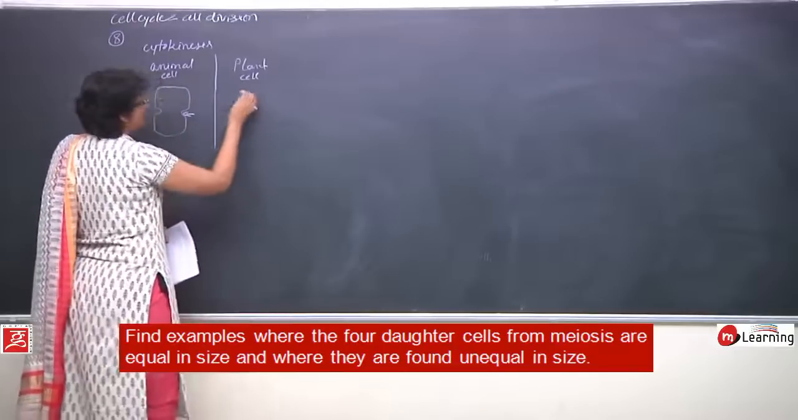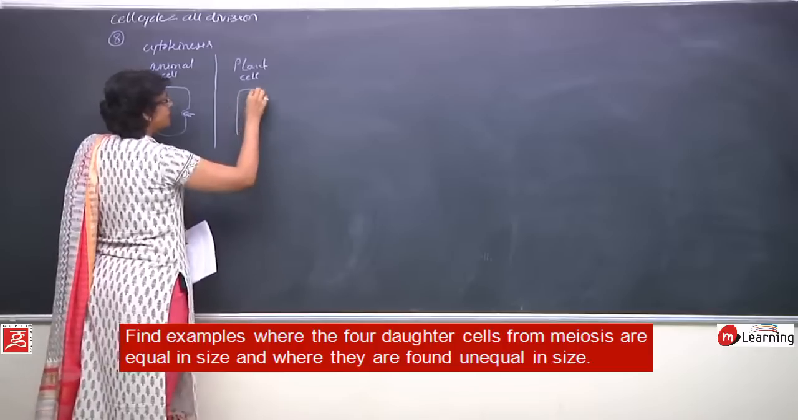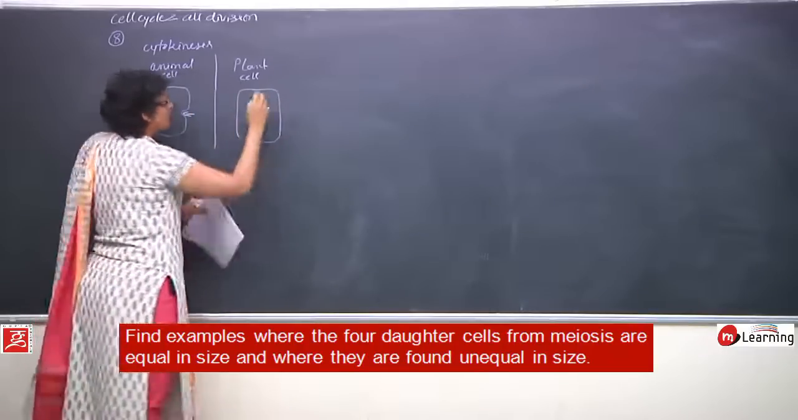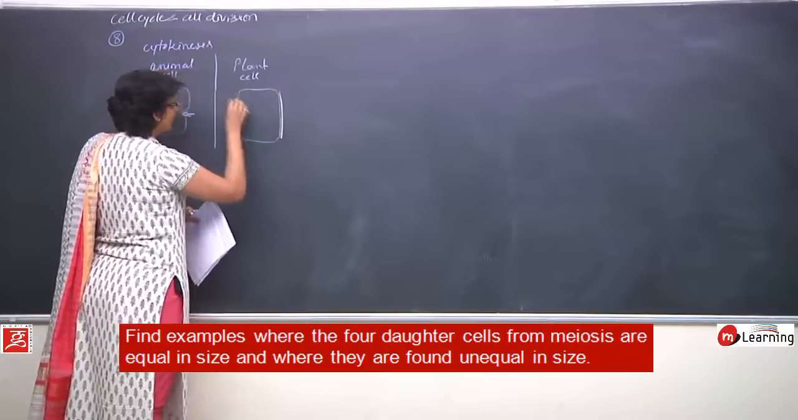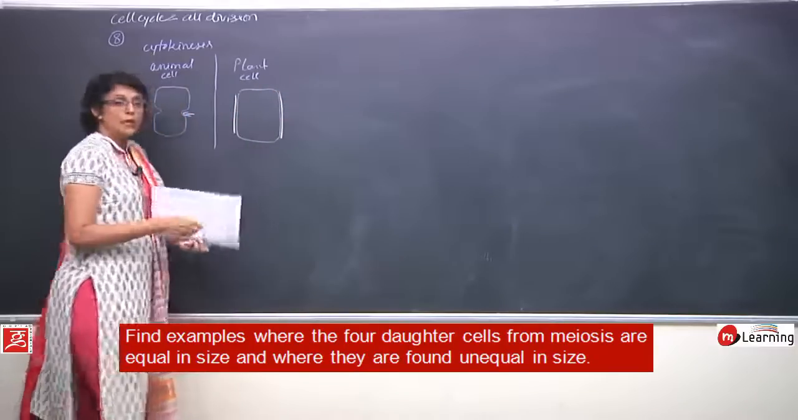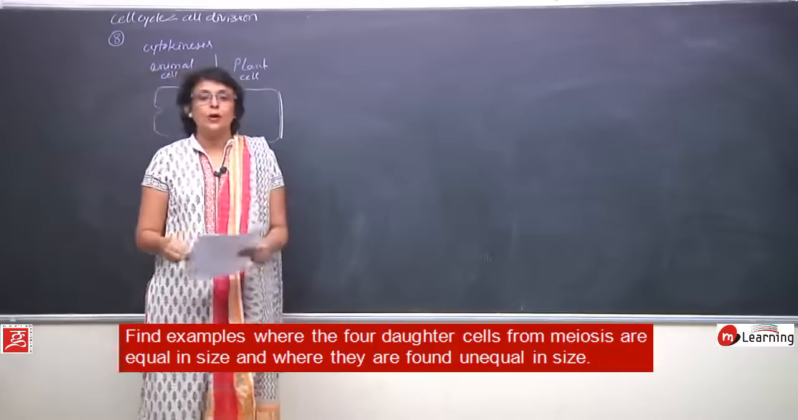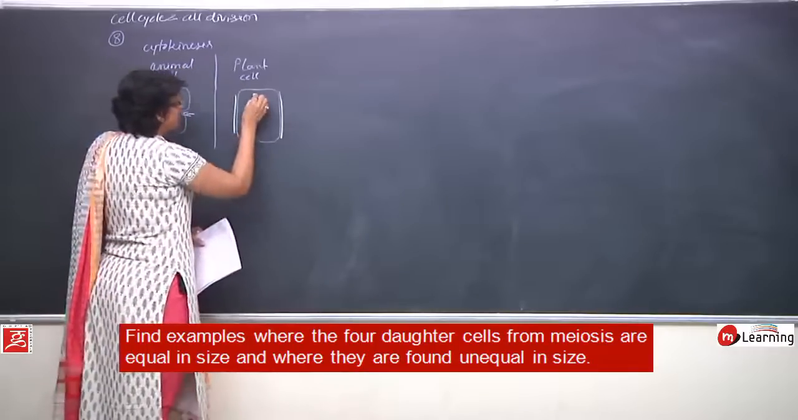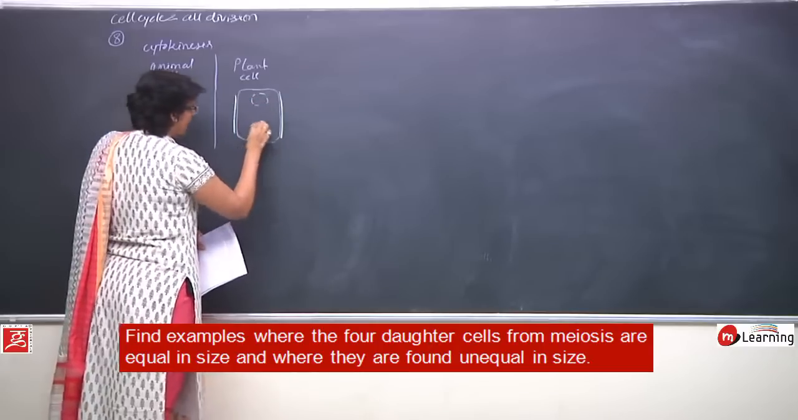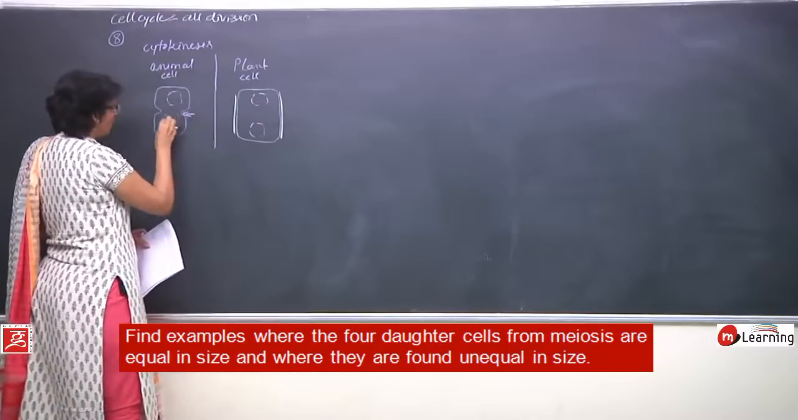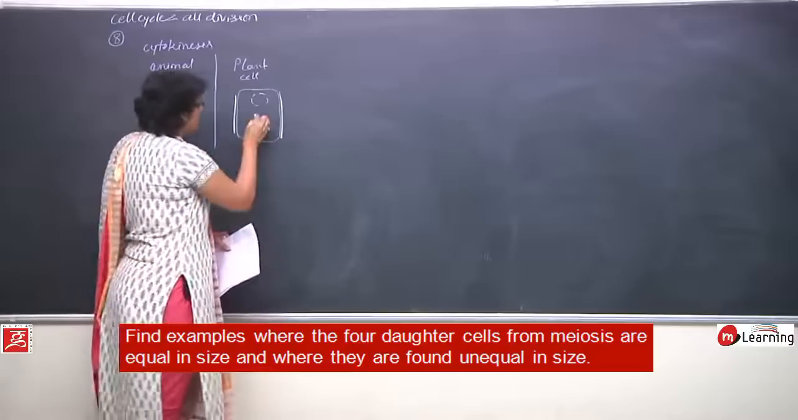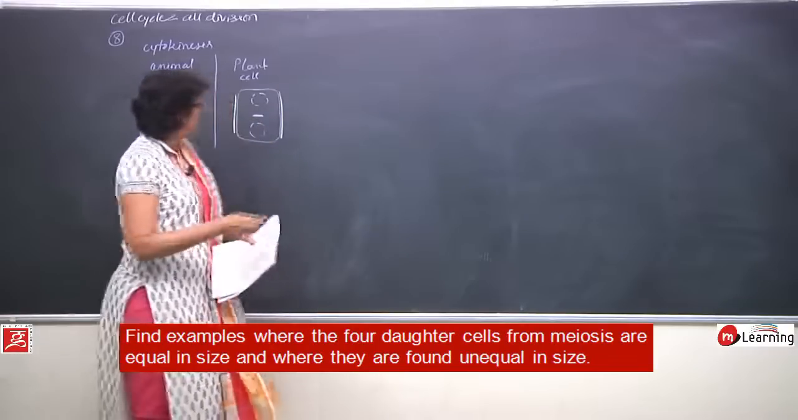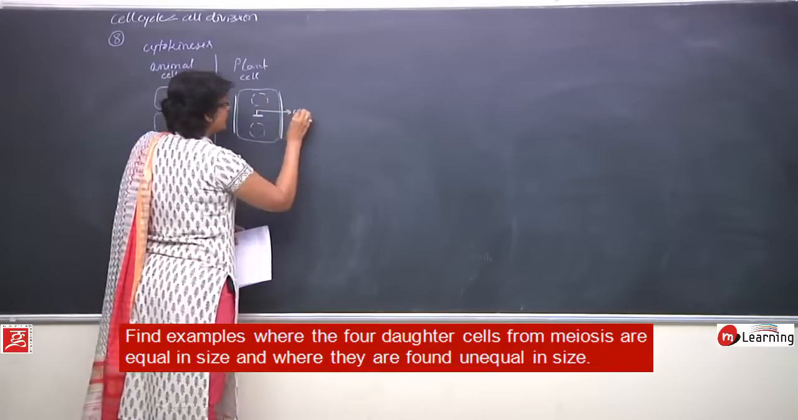Whereas in case of plant cell, as they have a rigid cell wall outside the plasma membrane, so here there is a cell wall, and because of the cell wall, the plasma membrane does not show any kind of invaginations or foldings. So when these two nuclei, or nuclear membranes, have reappeared, in the middle of the cell, a small plate-like structure is formed. This structure is known as cell plate.